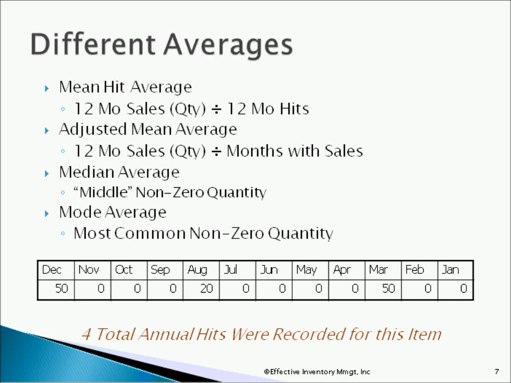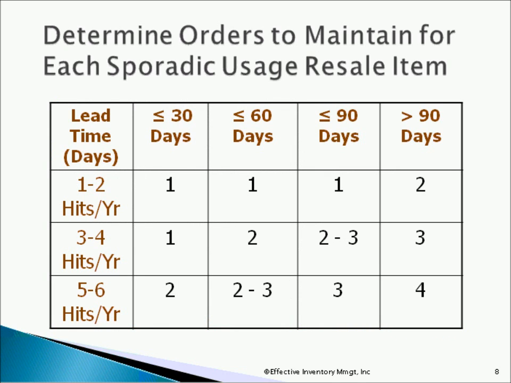Now we're going to take the largest of those 4 averages, and that's going to be our normal usage quantity. In this case, it would be 50 pieces. What I'm saying is, when we sell or use this product, we typically sell 50 pieces.